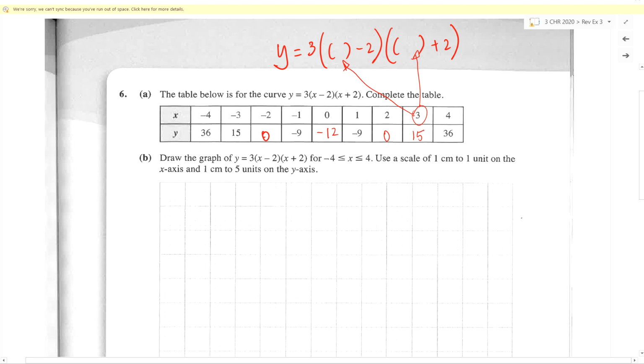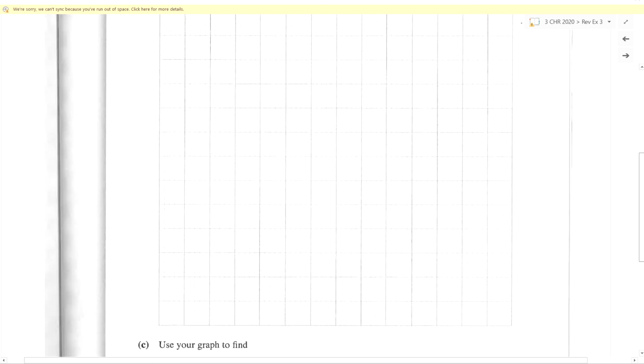So because they make you calculate so many of them, this is probably worth 3 marks. 2 or 3 marks. Everything wrong, minus 1 mark. Then plot. And use the graph to get the answer.